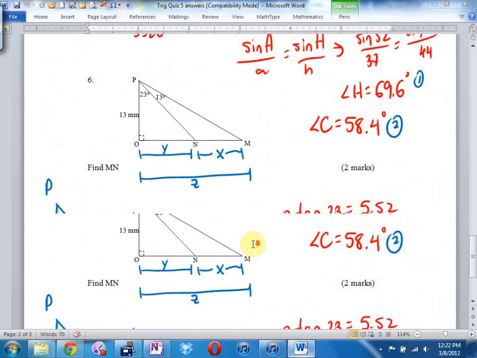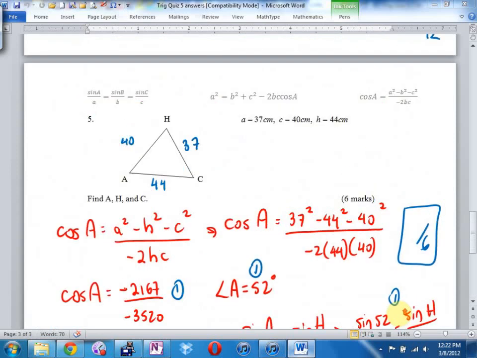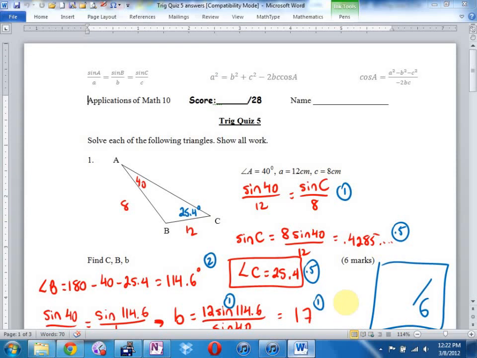In terms of part marks for that one, I probably would have given you a half mark for that, a half mark for that, and then 1 mark for subtracting. Can you give yourself a score, grand total on this here quiz here, out of 28, please? Big quiz.